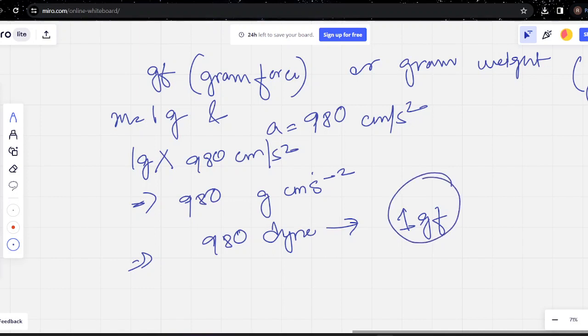So 1 gram force is that much force which, while acting on a mass of 1 gram, produces in it an acceleration of 980 centimeter per second square. This is how units of force are obtained.